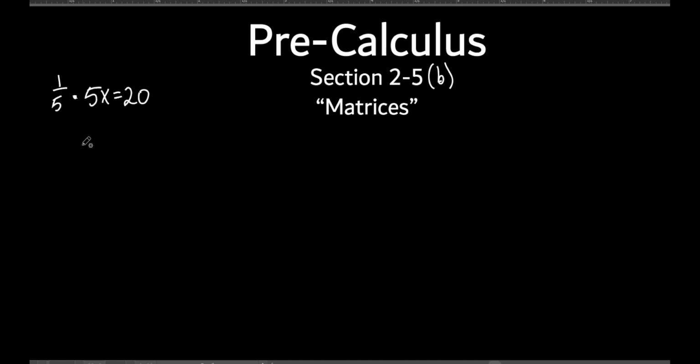Would you agree that's the same thing as dividing? If I want to get x by itself, if I want to get rid of something that's being multiplied by it, I multiply by the inverse. I do it to both sides, and then x equals, and I just do that multiplication. That's easy, and it's 4. With matrices, it's kind of the same idea, except we're not dividing. We're multiplying by the inverse.